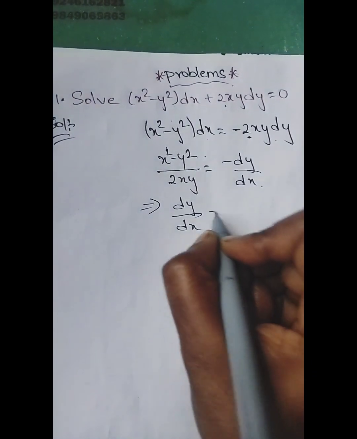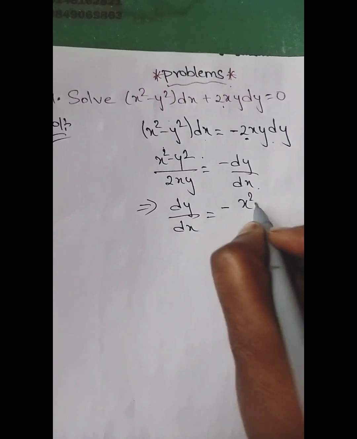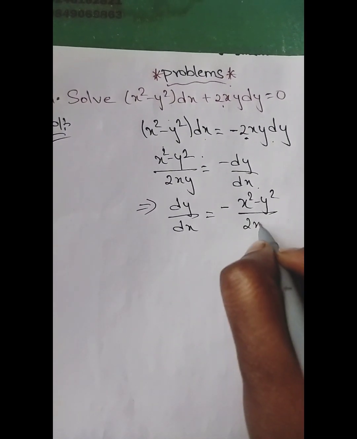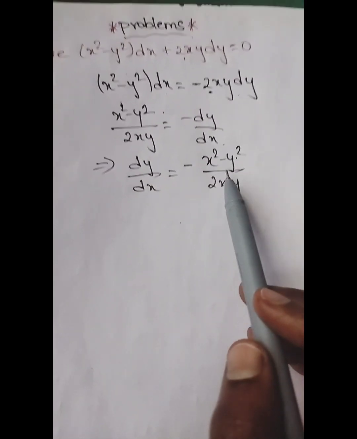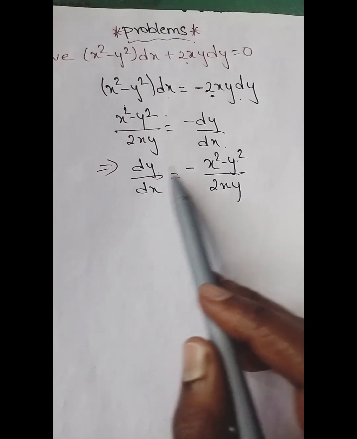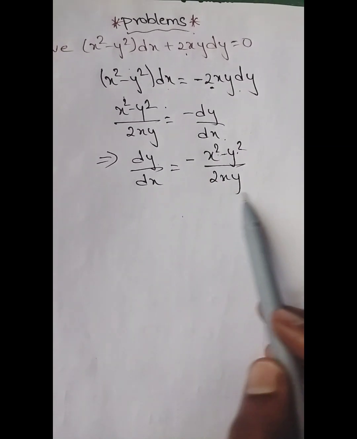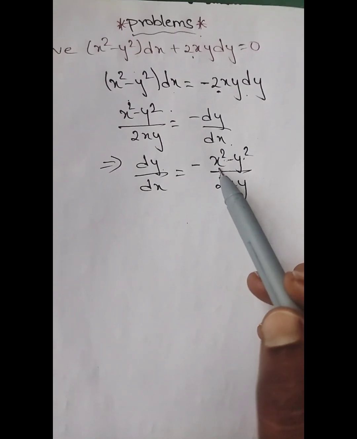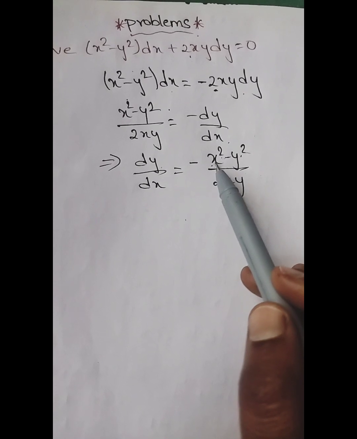So this we can rewrite as dy by dx equal to minus, also I am sending it to the left hand side, so we will get minus (x square minus y square) by 2xy. These are the functions we got here. Dy by dx equal to, let us write this as f1 of x comma y and f2 of x comma y.